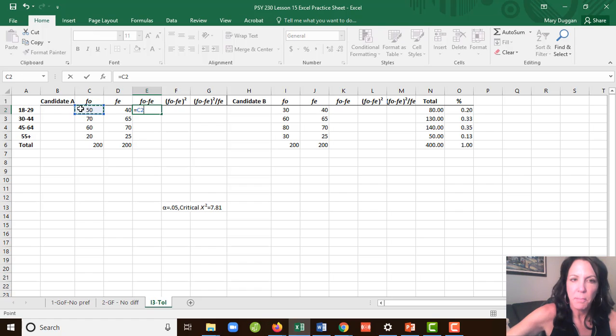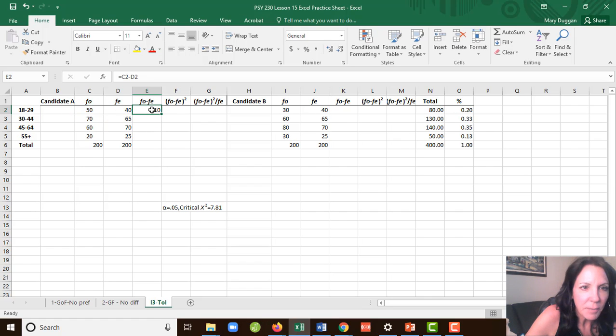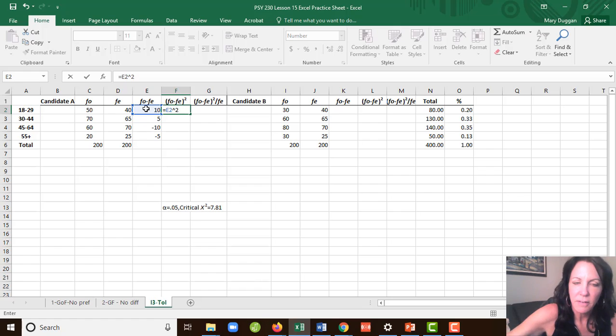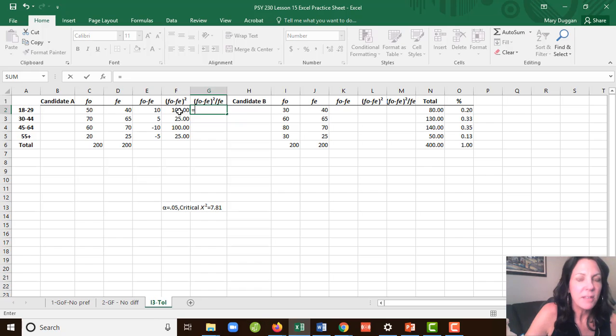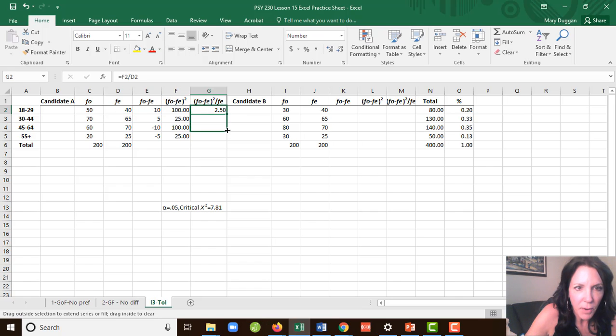I'm going to take the observed frequency minus the expected frequency. And I'm going to drag that down for everybody. And then I'm going to square this deviation. And I'm going to drag it down. One more. All right. And now I'm going to take this squared deviation and divide it by the expected frequency. And if I just drag it down, it'll do the same for every row. I'll be golden.